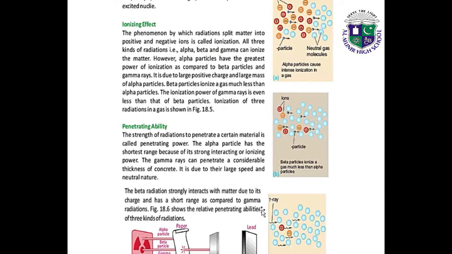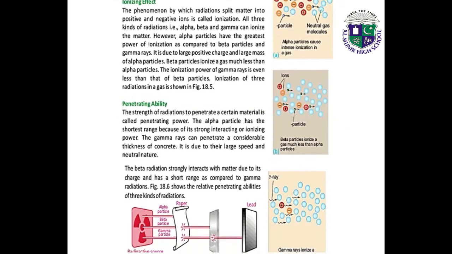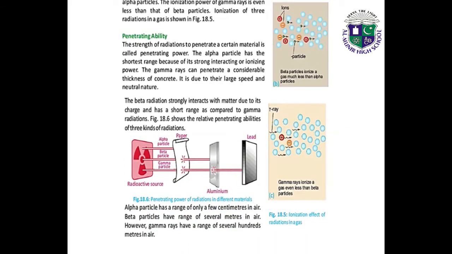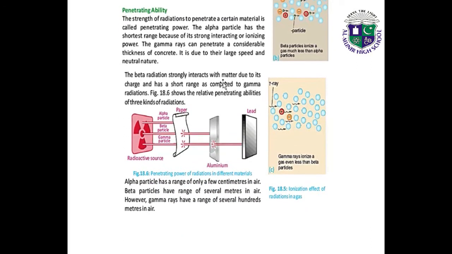Next we have applications. Ionizing effect: the phenomenon by which radiation splits matter into positive and negative ions is called ionization. All 3 kinds of radiations, alpha, beta, gamma, can ionize the matter. Penetrating ability: these pictures A, B and C show the penetrating ability. The strength of radiations to penetrate a certain material is called penetrating power.